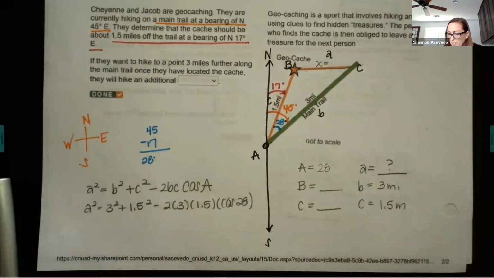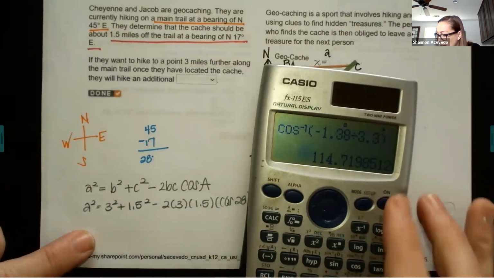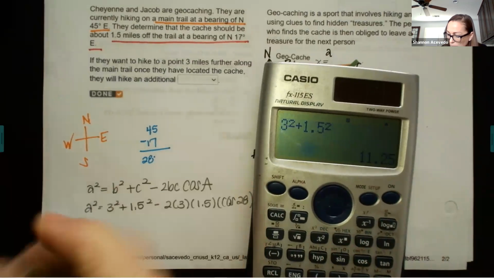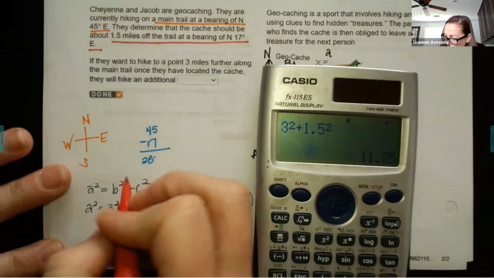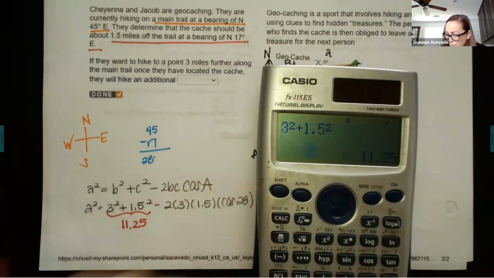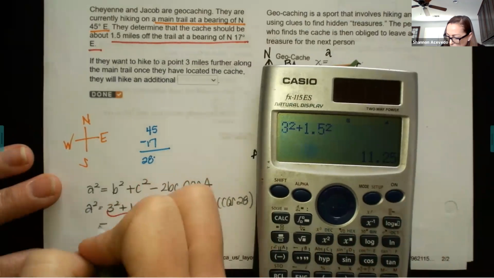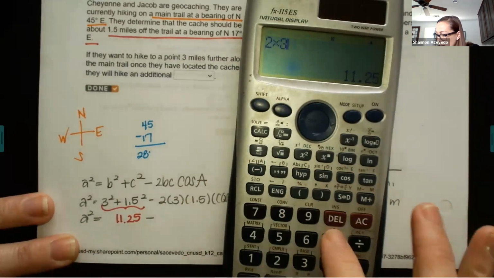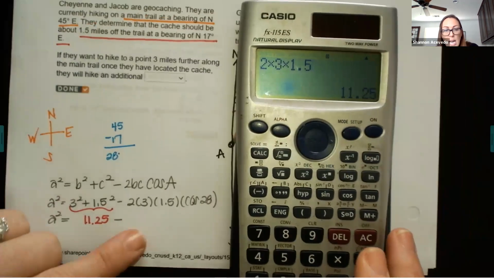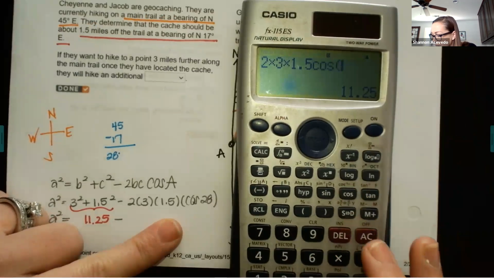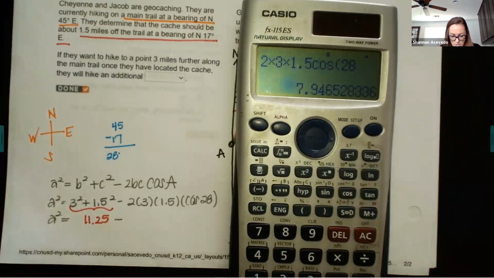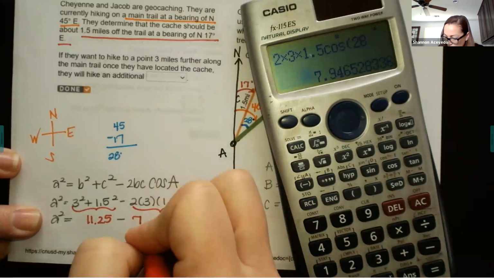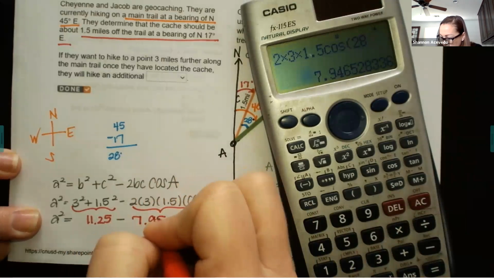So I go to my calculator, and I would do my 3 squared plus my 1.5 squared, and this together right here is going to be 11.25. Minus, I would do 2 times 3 times 1.5 times cosine of 28, equals, and I get that this whole thing right here is going to be 7.95.